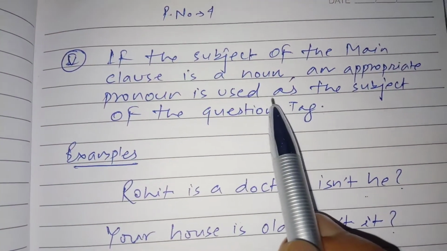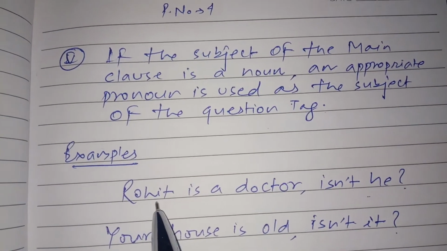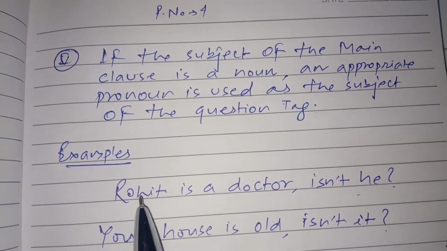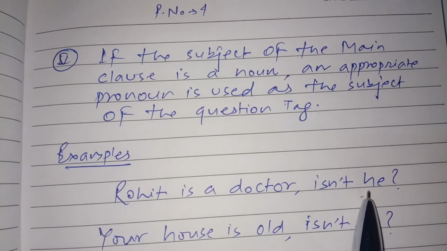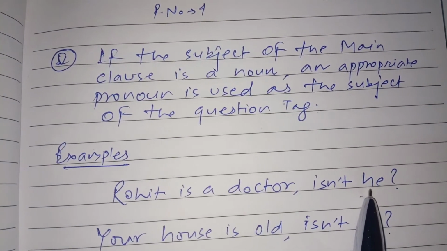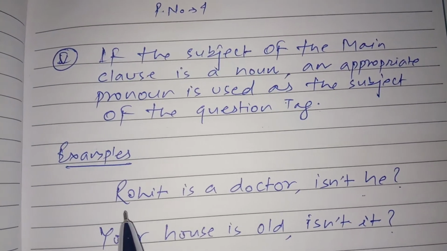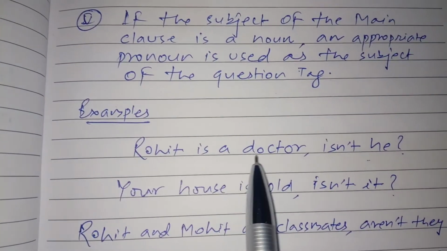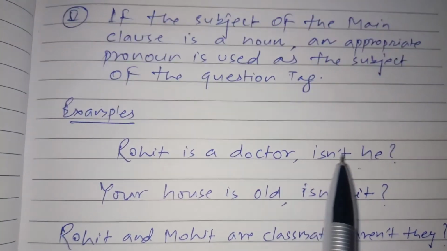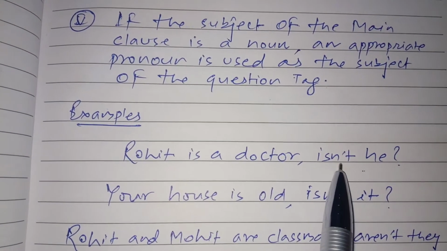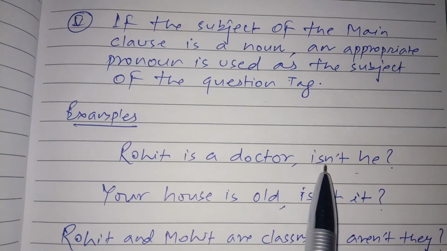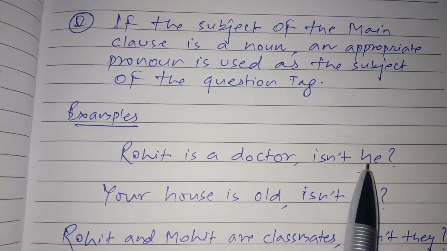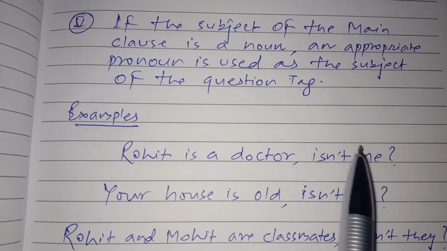If the subject of the main clause is a noun, here the subject of the main clause, Rohit, is a noun. But in the question tag, we are advised to use only and only a pronoun. For Rohit, we use the pronoun he. So, whatever the subject is, we use the corresponding pronoun here. Rohit is a doctor, isn't he? Why isn't? Because is goes with he. Because this part is a positive statement, a negative question tag has been used here. Why he? Because a noun will not be used here. We can't write Rohit here. We can only write the pronoun corresponding to Rohit, and that is he.